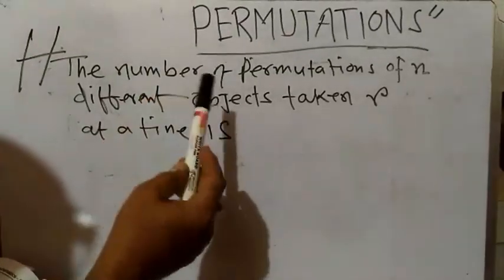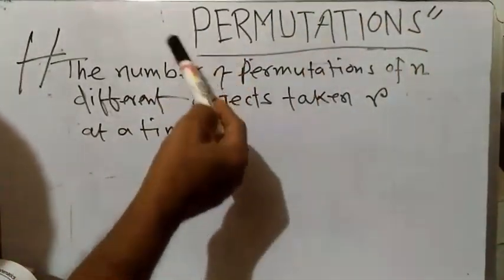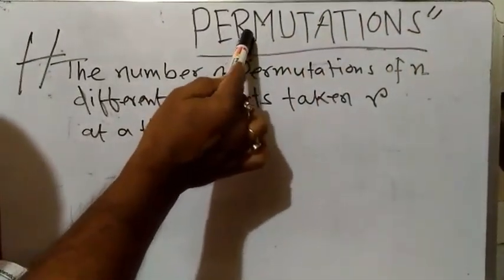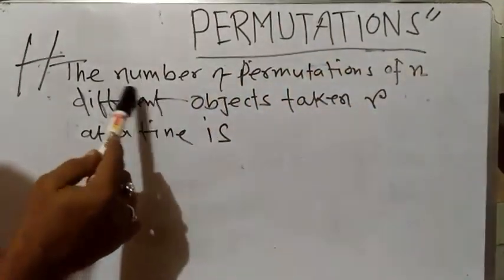Okay, everybody, I think you got it. What is permutation? Again, I repeat: a permutation is an arrangement of objects in a definite order. Now follow the board.